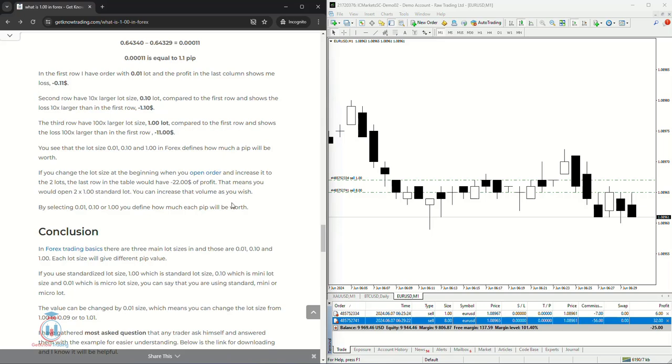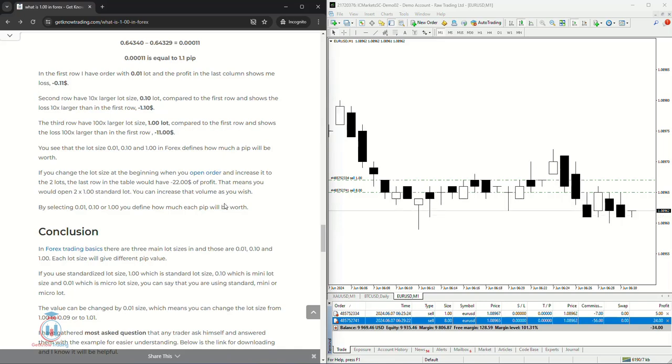What is 1.0, which is one standard lot, and which defines how much money the trade will be equal to whenever the price changes by 1 pip.